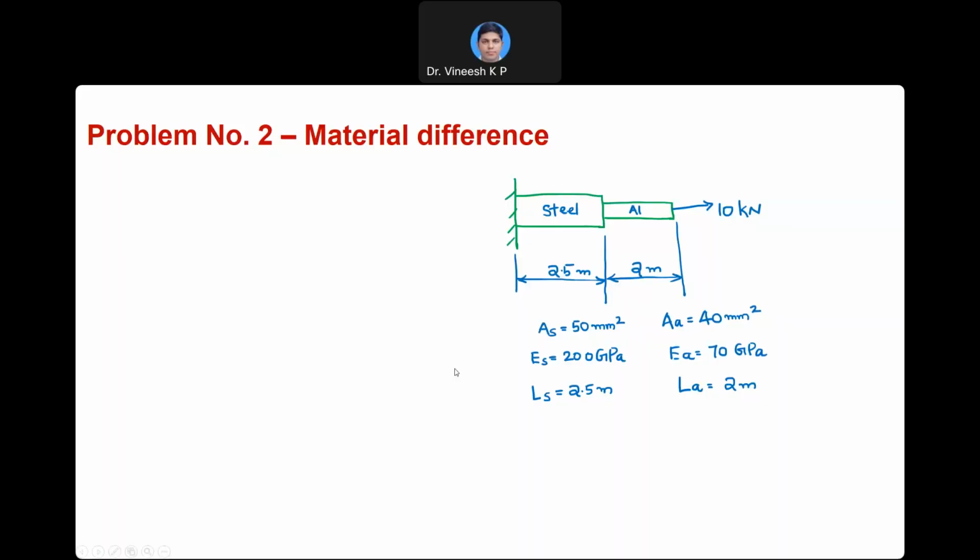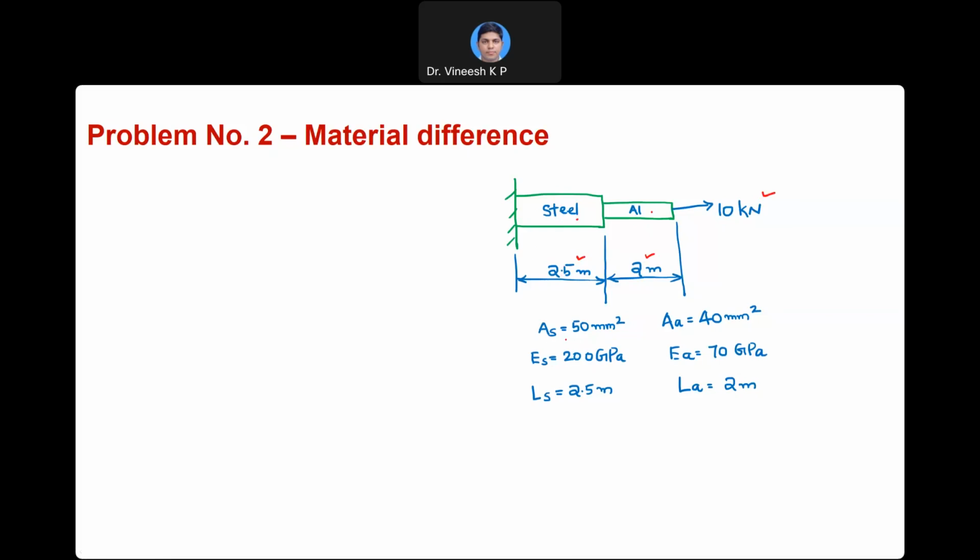Hello all. We will be trying to solve the next problem now. In this problem, we are going to have steel as well as aluminum. The steel has a length of 2.5 meter and the aluminum has a length of 2 meter. And you are going to apply a horizontal load along x-axis, which is equal to 10 kilonewton.